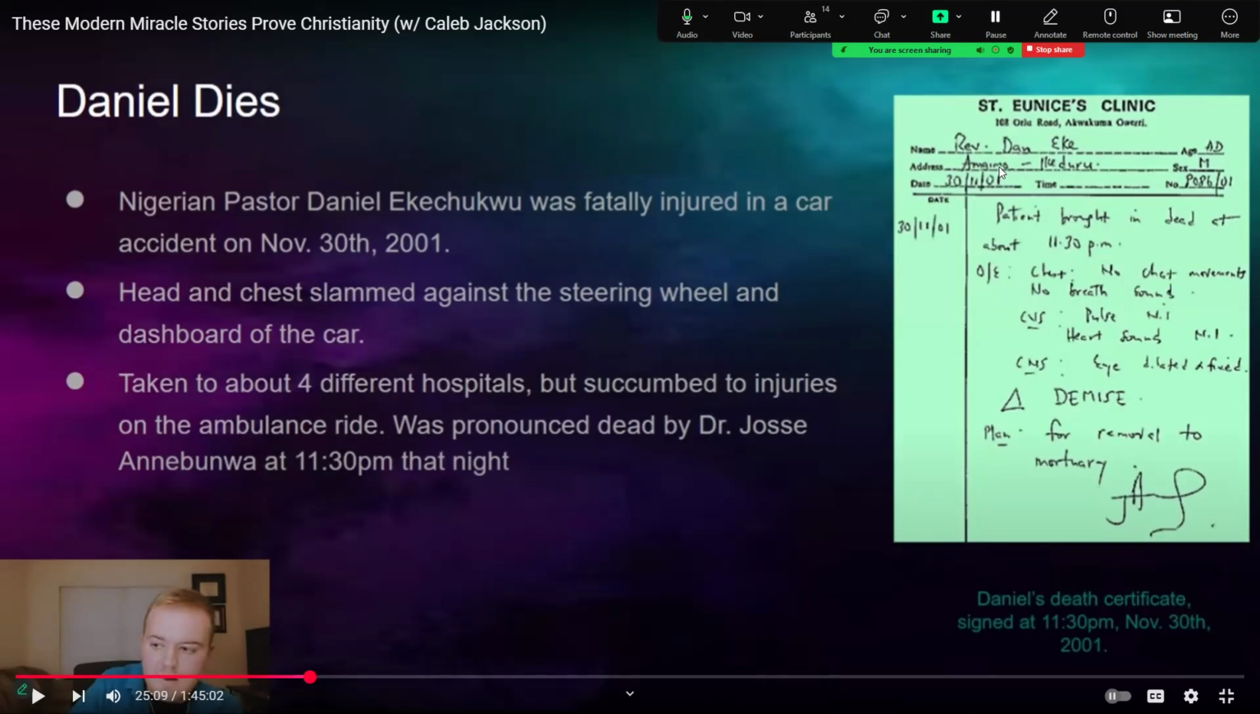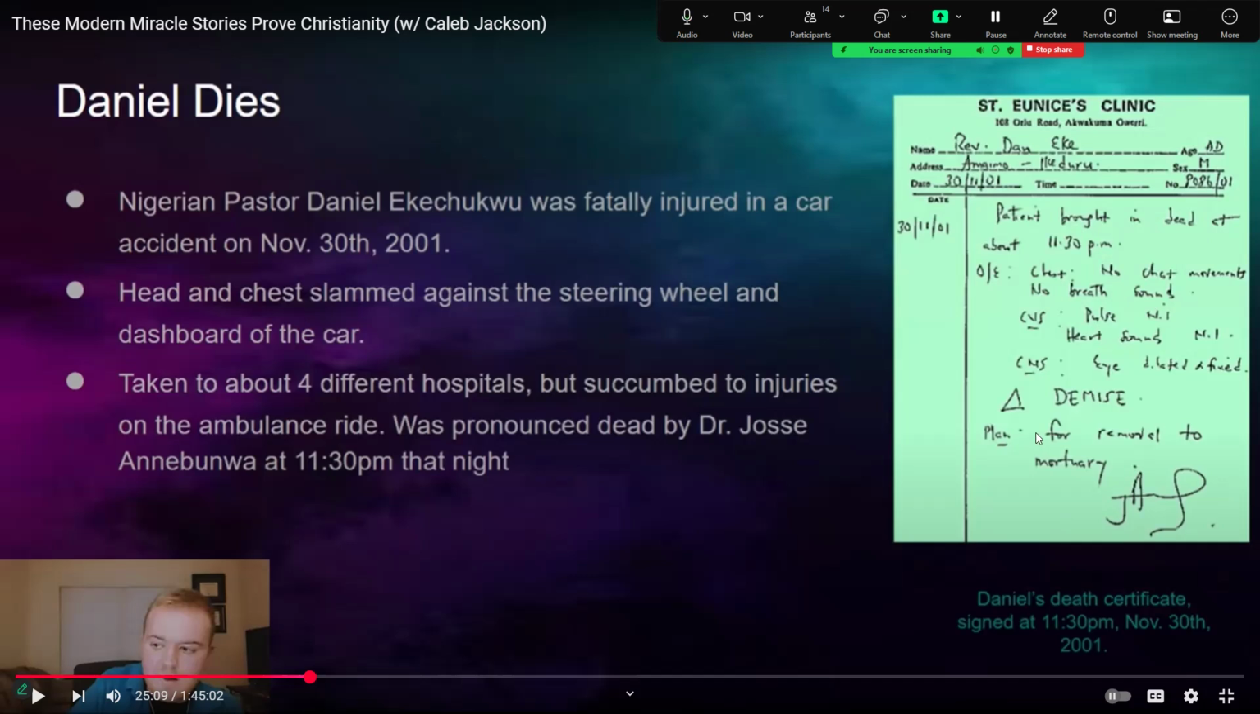The patient brought in dead about 11:30 p.m. Chest, no chest movements, no breath, no pulse, no heart sounds. Eyes dilated and fixed.